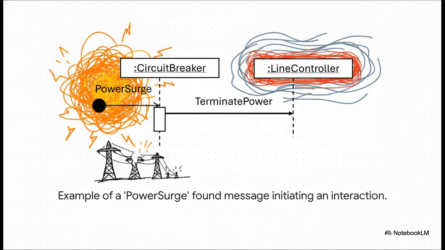And here's a perfect example of that. We've got a power surge event that triggers a circuit breaker. Do we know what caused the surge? Nope. Do we care? Not for this diagram. It's just some external event. Using a found message here is great because it lets us model how our system reacts without having to go and model the entire power grid.